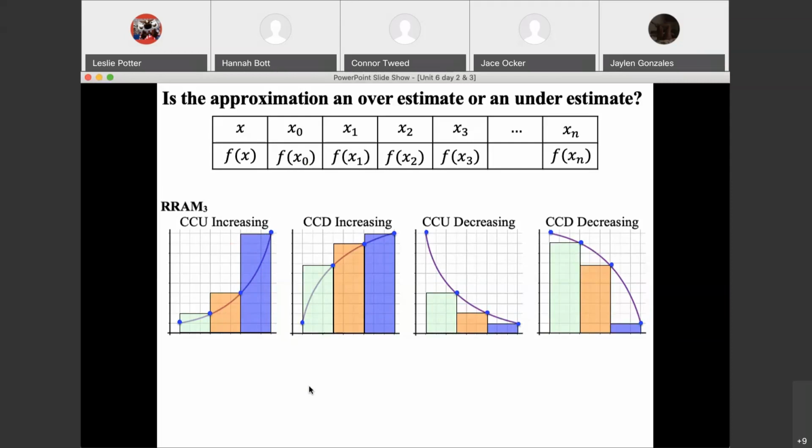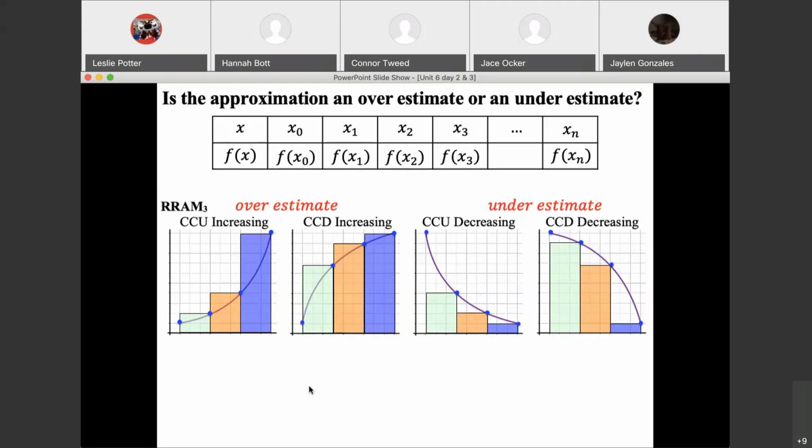So we can start asking those questions again, over or under estimate. Yep, you got it. That's an over and that's an under for the reasons that we've discussed in the LRAMs. Is that the same as the LRAM response? Opposite, right? Because we're taking the other side of the rectangles now. So notice that it depends upon the type of approximation you do.